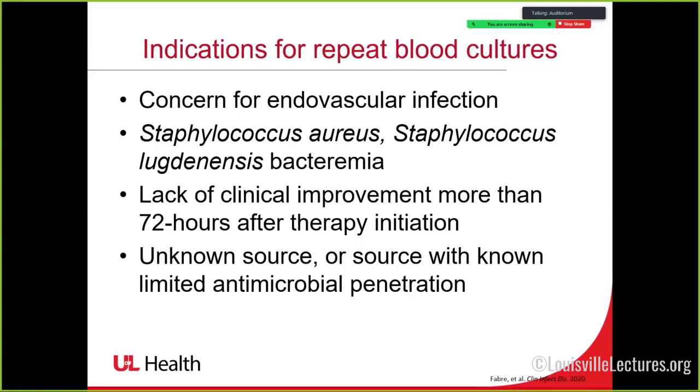So maybe something else has come up, maybe their organism is now resistant. And so certainly in those patients that haven't improved within that 72 hours, it's recommended to evaluate if you need repeat blood cultures. And then lastly, an unknown source or a source with a known difficult antimicrobial penetration. So these are things like abscesses, intra-abdominal infections, prostatitis, things where you might have a harder time getting your patient an antibiotic to that area.